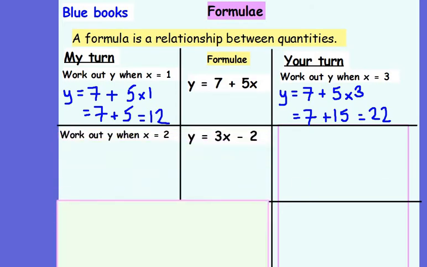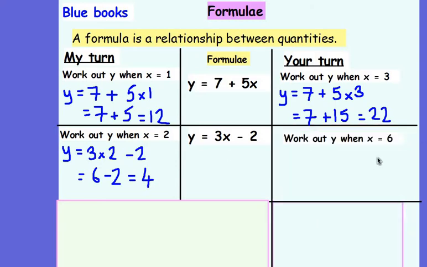This is mine. I've got y is equal to 3x take away 2, and I've been asked to work out what y is when x is equal to 2. So everywhere I see the letter x, I need to write the number 2. y is equal to 3 times 2, take away 2. 3 times 2 is 6, take away 2 gives me 4. Your turn in your dark blue books. How about when x is equal to 6? Using the same formula, work out what y is. Pause the video for a minute and work that out.